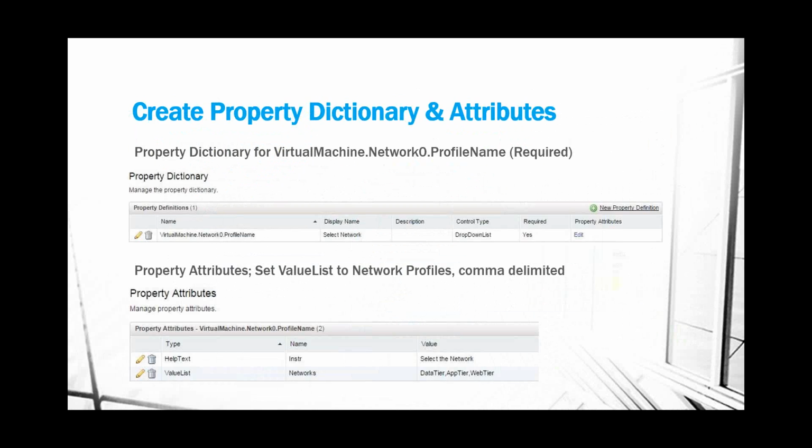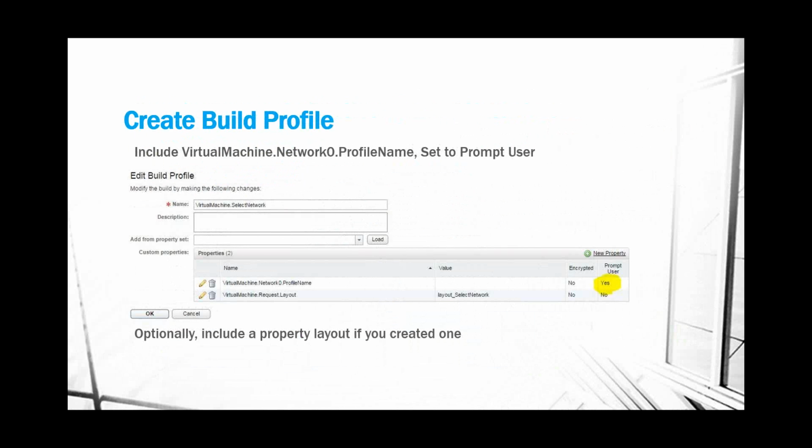Just as before, we're going to add the custom property we've set up to a build profile. I like to name this one something along the lines of select network, since we're going to let them select a network. And we're going to include, of course, the network0.profile name. We want to make sure that we set the prompt user option there to yes. This, of course, makes sure that the user has the opportunity to make a selection. If you happen to create a request layout, so if we have multiple properties and we want them to display in a particular order, that's where you would add the request layout as well.